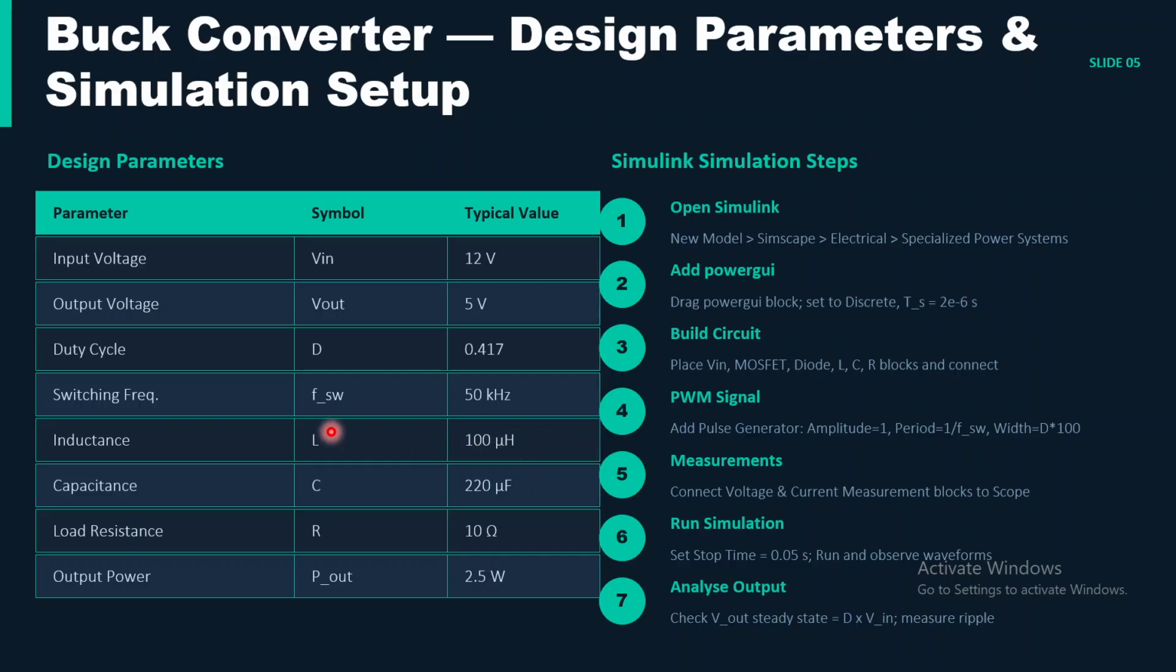These are the specifications of the buck converter. This is an example: consider the input voltage as 12 volts, and the output voltage is 5 volts, so it is step down. Step down is the buck converter. The duty cycle is 0.417, the frequency is set to 50 kilohertz, inductance 100 microhenry, capacitance 220 microfarads, resistance 10 ohms, and the output power will be 2.5 watts.